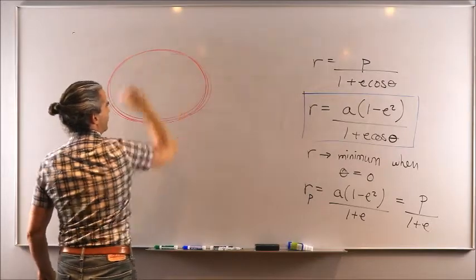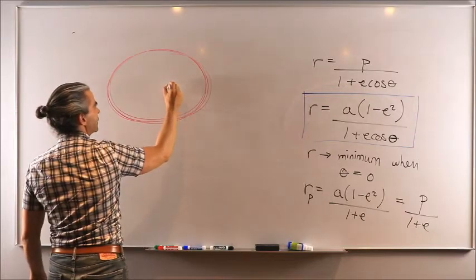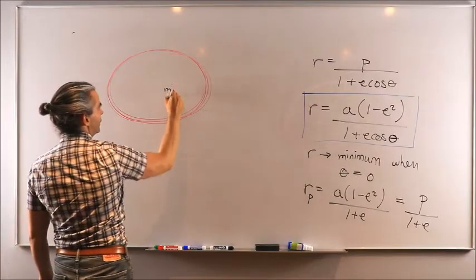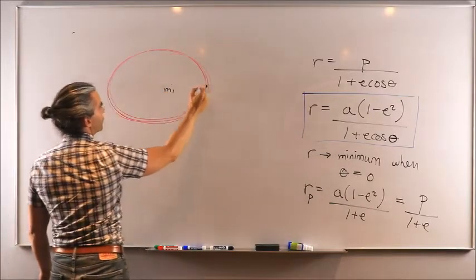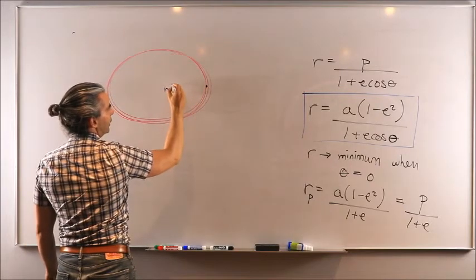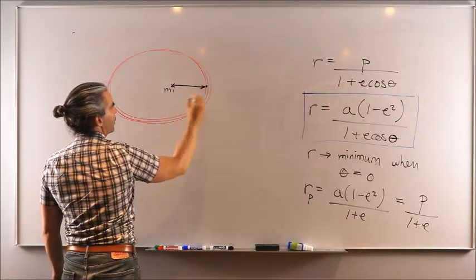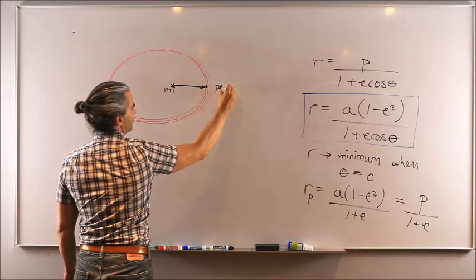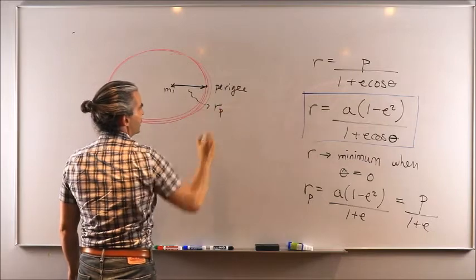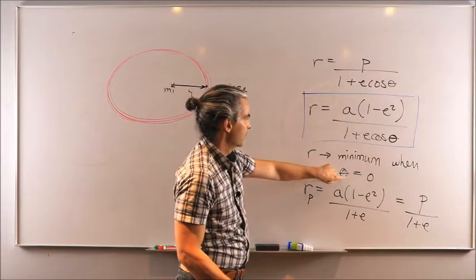We have an orbit, the planet that sits directly on one of the foci of the orbit, M1. This point here is the closest to M1, and therefore this is known as the perigee. And the distance between M1 and that perigee is denoted as RP, and was mathematically obtained whenever the true anomaly was equal to 0.